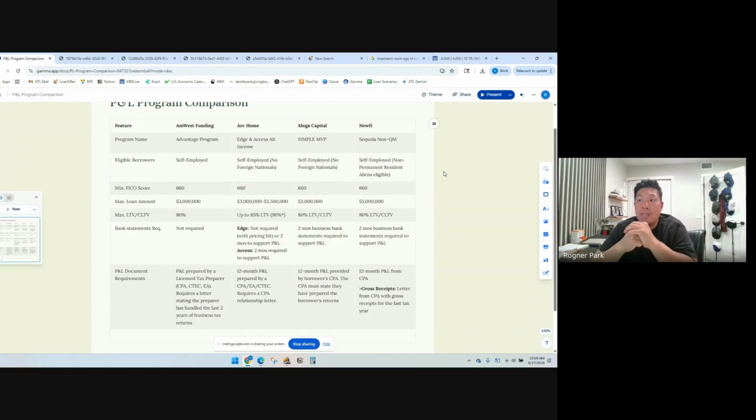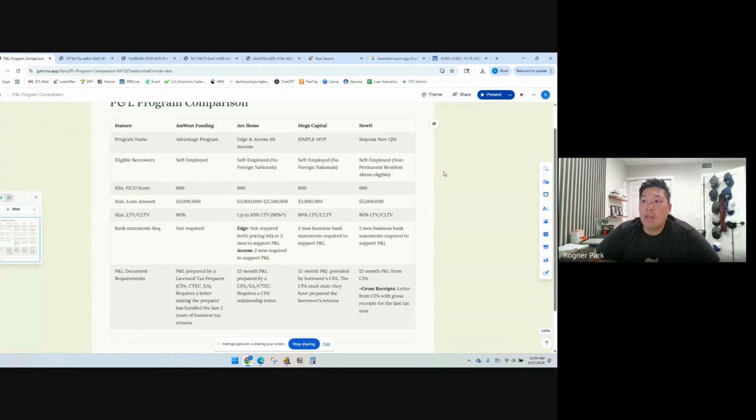Notice there on the second row, things have changed, but right now only NewFi allows non-permanent residents. The other ones do not. So you guys know right now that FHA is not allowing non-permanent residents to qualify. They're not allowing it anymore. Similarly, in the non-QM world, it's affected, obviously, because of ICE and all the immigration issues the nation's facing right now, but only NewFi is allowing it.